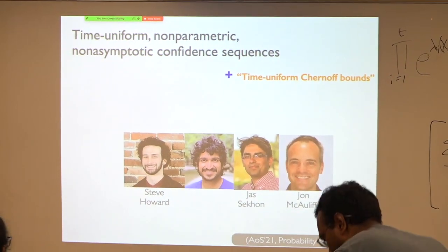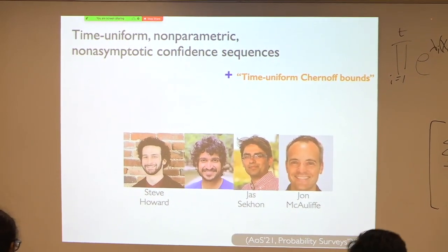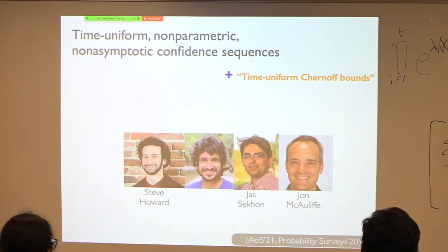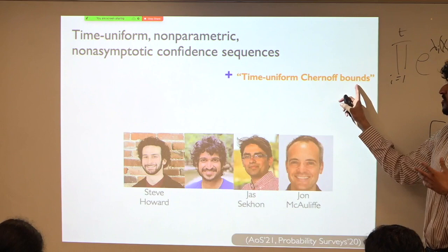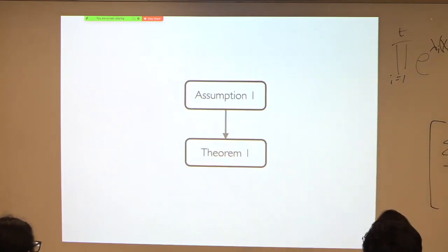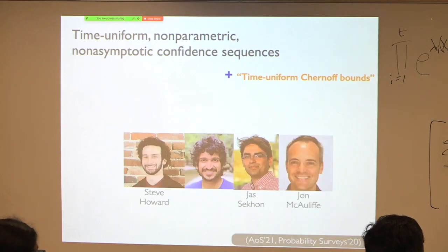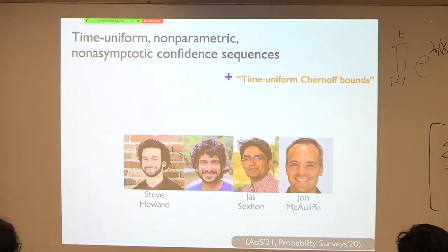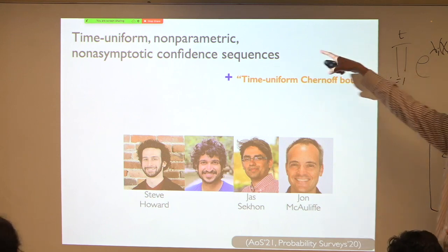Okay, so in nonparametric settings, we had two papers, one in the Annals and one in Probability Surveys, that show how to derive what are called time-uniform Chernoff bounds and more general nonparametric confidence sequences. So there are two papers. I'll first tell you about the time-uniform Chernoff paper, and then I'll tell you how to use it to derive confidence sequences.